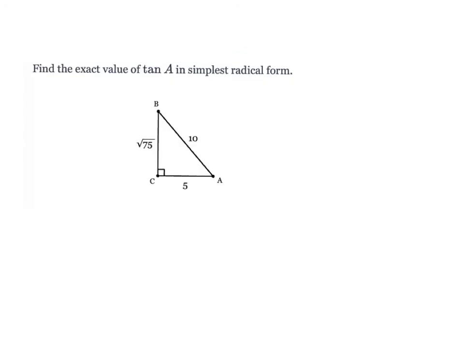Okay, so example number 3 is asking for the exact value of tangent of A. So we know that tangent, sometimes I write TOA like this, is opposite over adjacent. So angle A is here, here's my opposite side, and here's my adjacent side. So tangent of angle A is opposite, rad 75, over adjacent, which is 5. Now, notice how the answer says simplest radical form. That means something must be simplified. So if you look in the numerator, radical 75, you can probably break that up a little bit more.